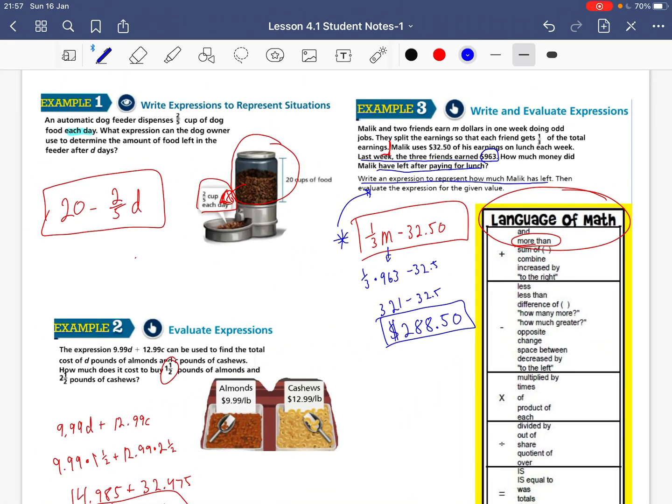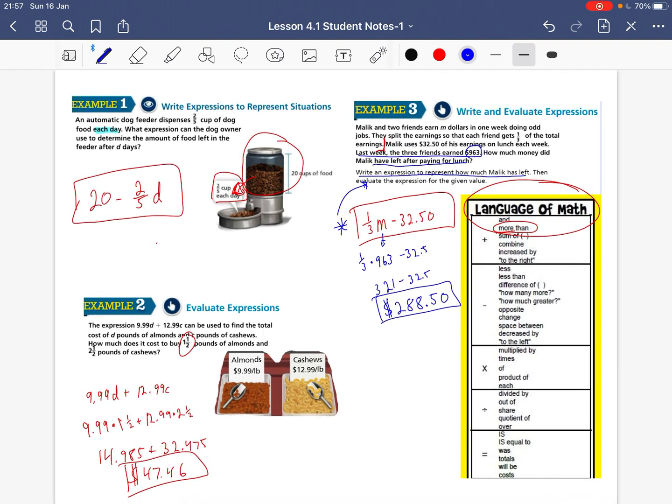So that is it for this lesson. I've posted a Math Excel that you need to complete. It's Math Excel 4.1. And I look forward to seeing you in class.